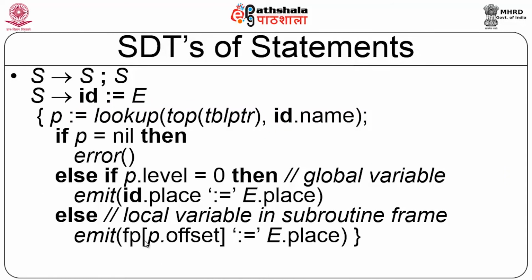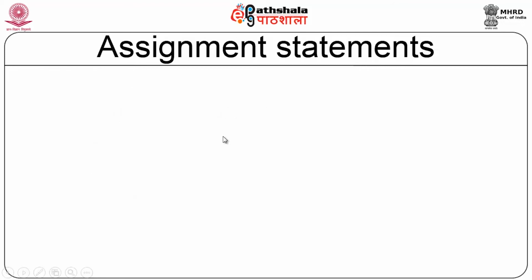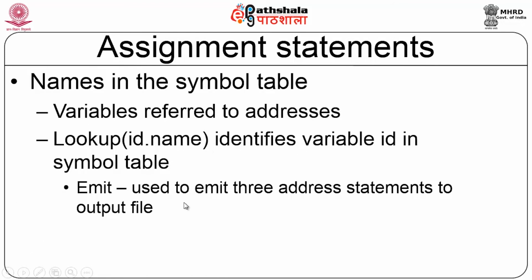This is one more thing which we have to look at, syntax directed translations of statements. If it is id colon equal to e, you have to look up top of table pointer id dot name. If p is equal to null, then error. If p dot level is equal to 0, then you have to emit id dot place is equal to e dot place, else you have to emit using the local subroutine frame. So, this is actually using the top of table pointer, how do I access the SDTs, how do I access the statements.